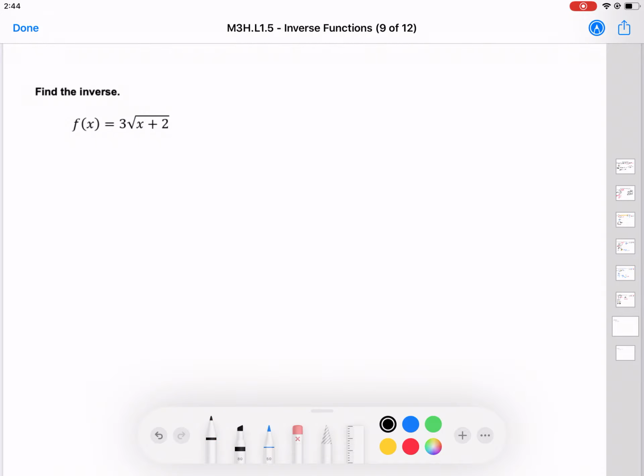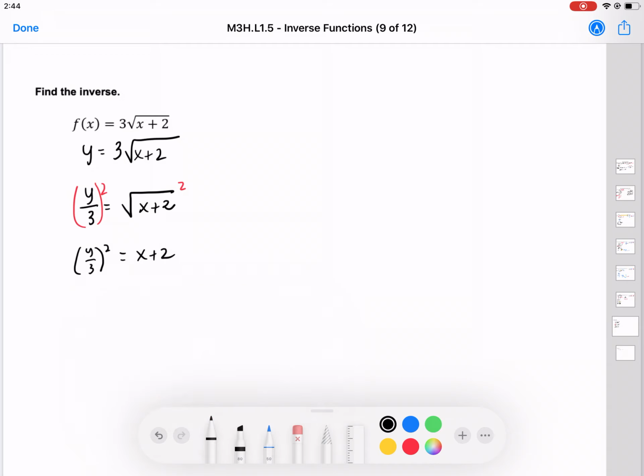So we'll do two last problems, and we're just going to find inverses this time. So I'm going to change it to y equals, and then just solve. So we're going to go ahead and divide by 3. Then you're going to square both sides. Y over 3 squared equals x plus 2. So I squared both sides.